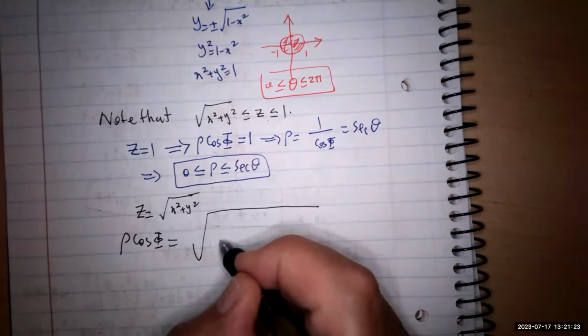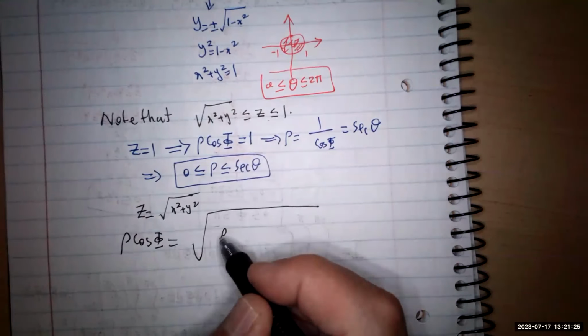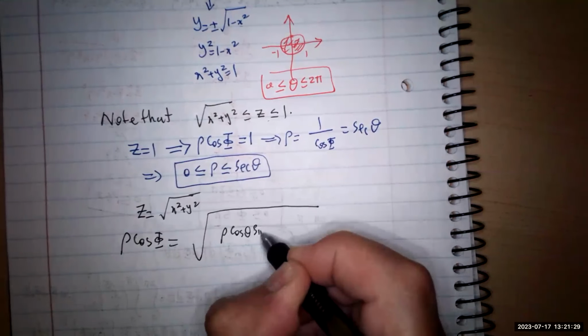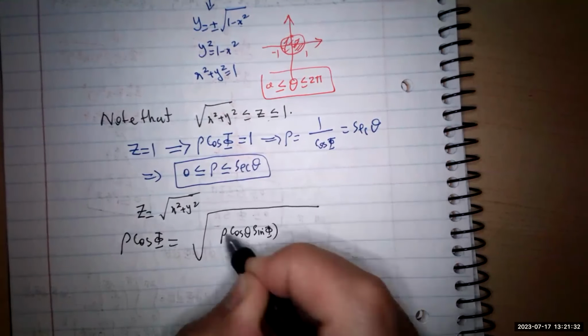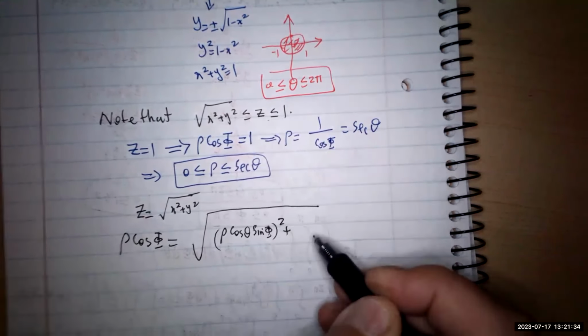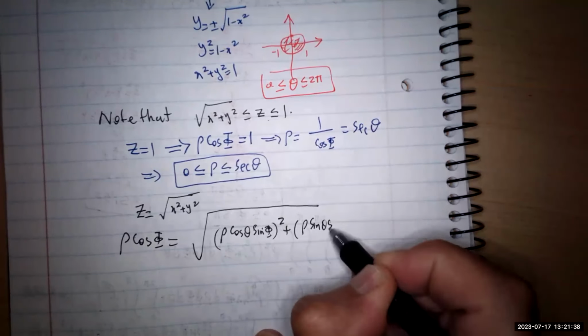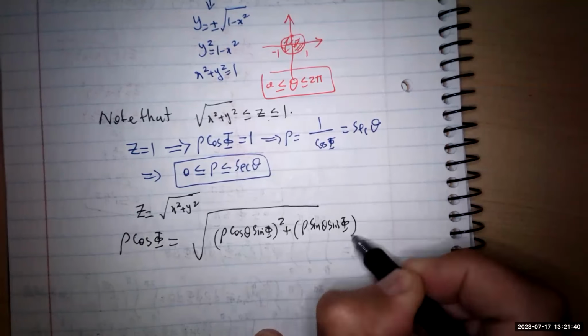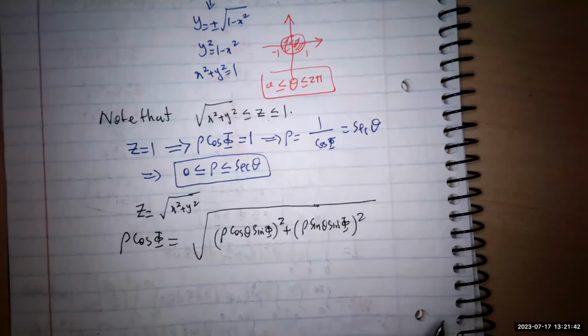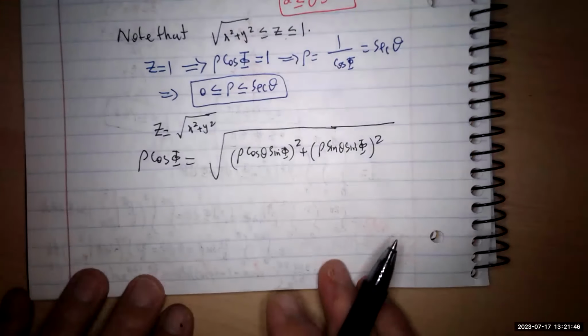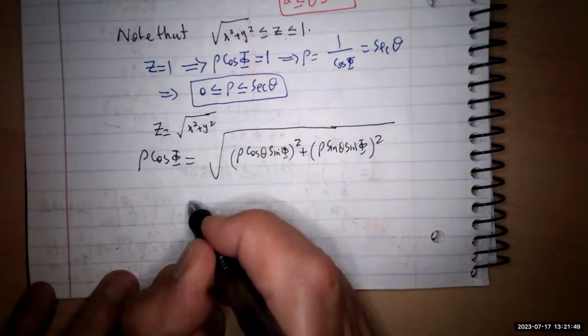Remember, x is rho cosine of theta sine of phi, and you need to square it, plus y, which is rho sine of theta sine of phi, squared. Okay, continue the algebra, square it. Just keep going.